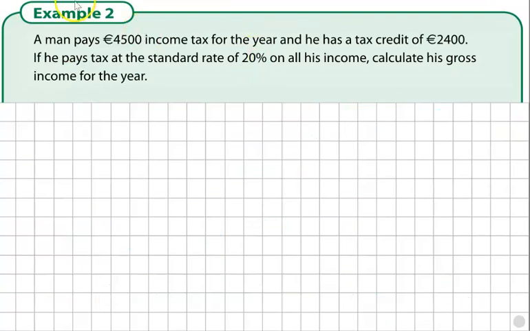Example 2. A man pays €4,500 income tax for the year, and he has a tax credit of 2,400. If he pays tax at the standard rate of 20% on all his income, calculate his gross income for the year.